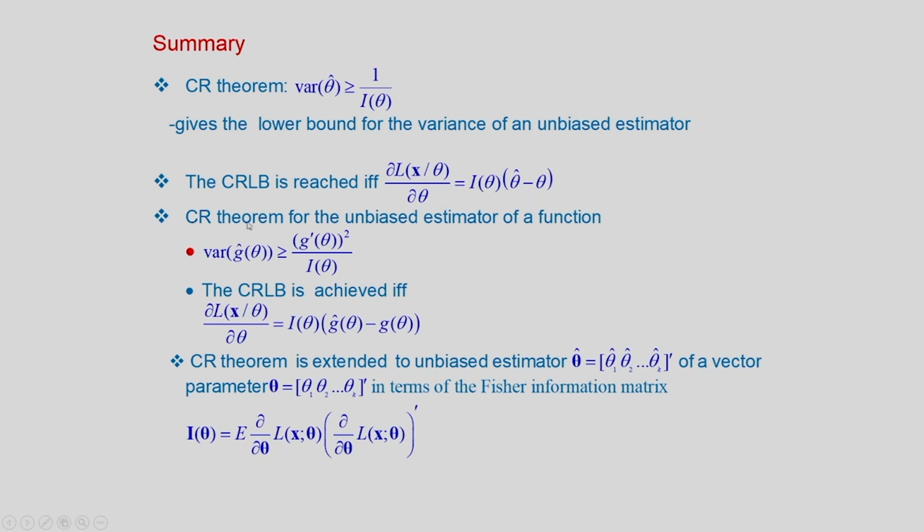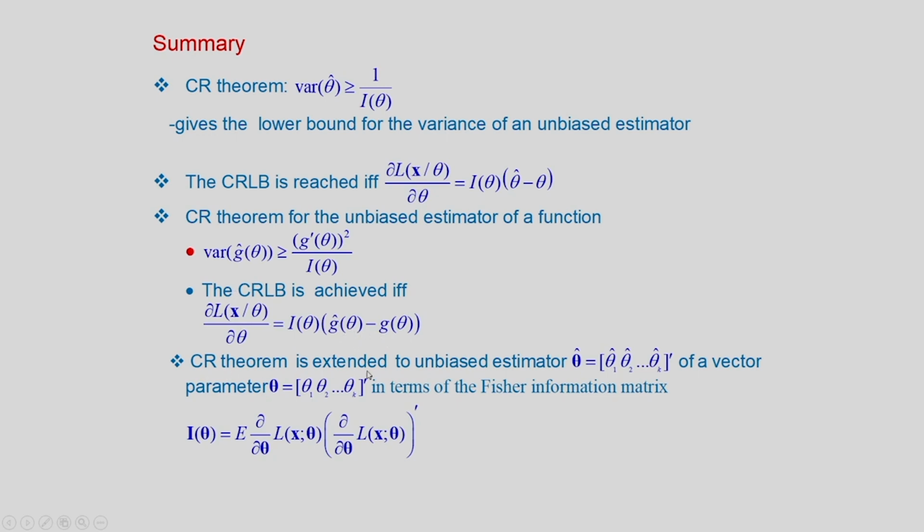Cramer-Rao theorem for the unbiased estimator of a function is given by variance of ĝ(θ) greater than or equal to (g′(θ))² divided by I(θ), where g′(θ) is the derivative of g(θ) with respect to θ. This CRLB is achieved if and only if ∂L/∂θ is equal to I(θ) times (ĝ(θ), that estimator, minus g(θ)). This is the condition for achieving the CRLB by ĝ(θ).